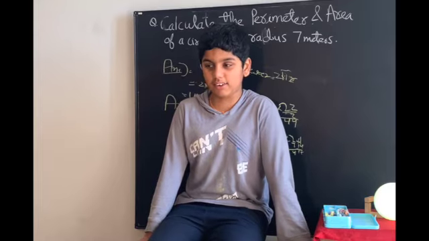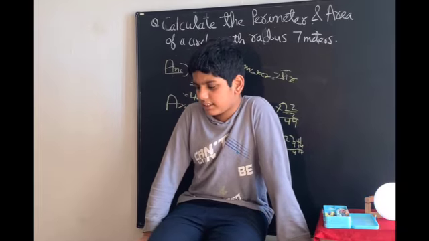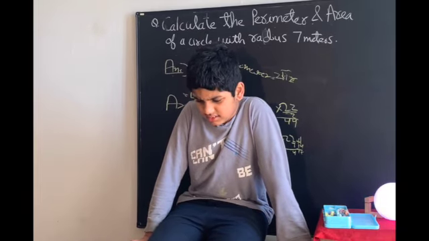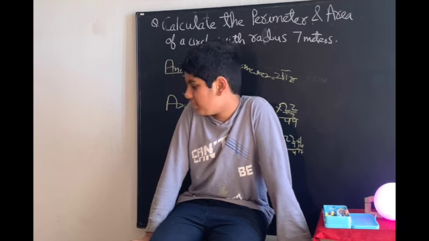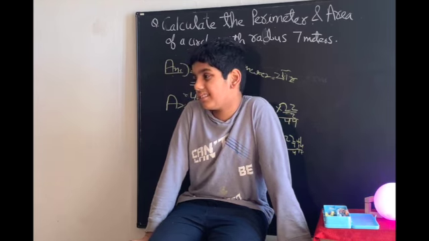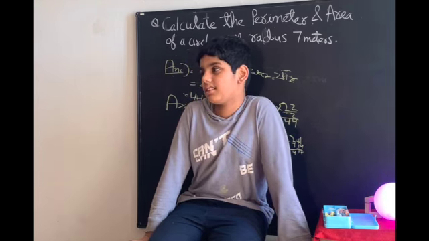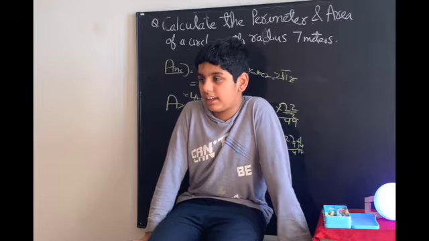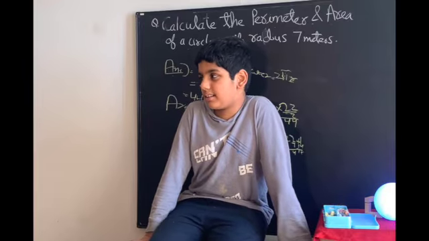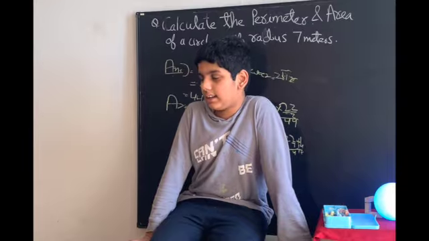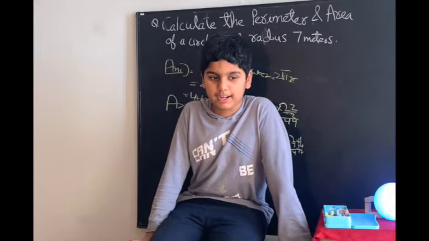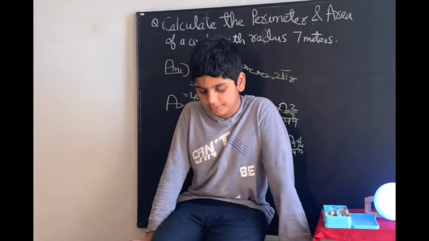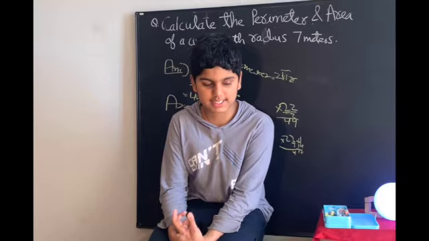It's called Heron's formula. Okay, what is Heron's formula? Area of any triangle with a, b, and c equals square root of s, bracket s minus a, bracket s minus b, bracket s minus c, where s equals a plus b plus c divided by 2.